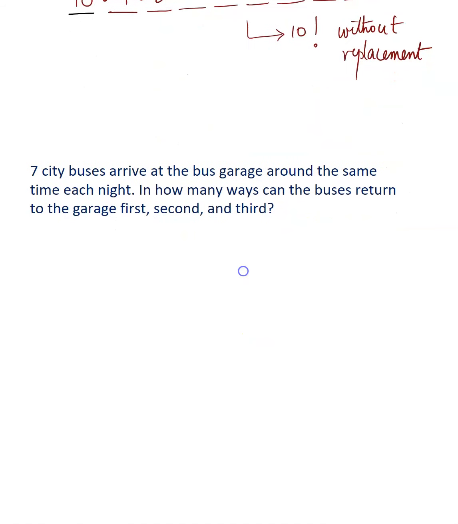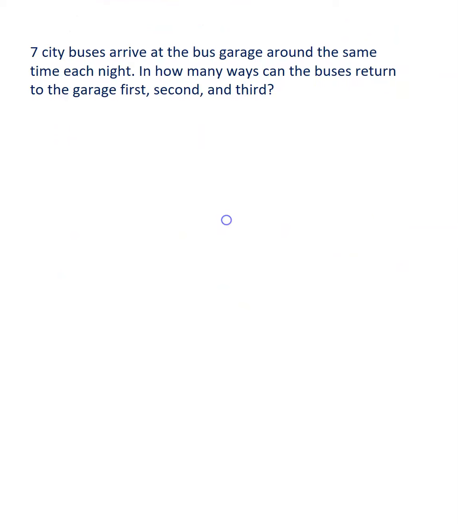So the next problem says, 7 city buses arrive at the bus garage around the same time each night. In how many ways can the buses return to the garage first, second, and third? Okay, so if they didn't indicate first, second, and third, and they just said how many ways can it arrive, right? That would simply mean 7 factorial ways in which the bus can arrive. The 7 city buses can arrive, right? Because the set has 7 buses in it, so there are 7 factorial, which is 5040 ways for the buses to return to the garage.